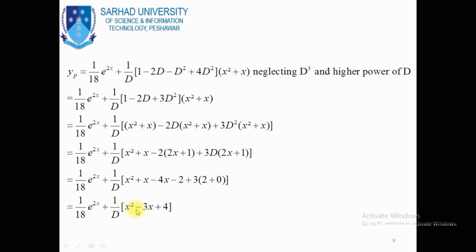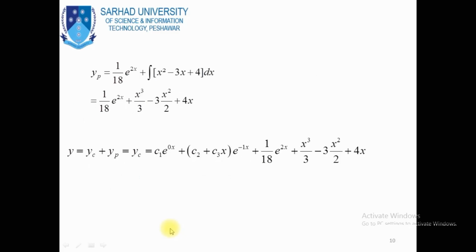The integration of x square is x cubed by 3, the integration of x is x square by 2, and the integration of 1 is x. Now the integration of x square is x cubed by 3, the integration of x is x square by 2, and 4 is common, and the integration of 1 is x. So this is the complete particular solution.